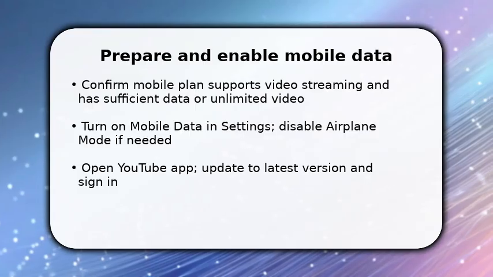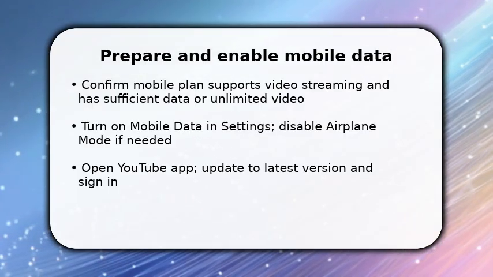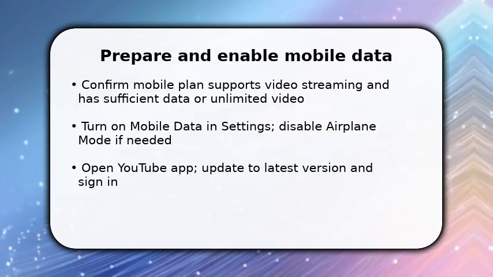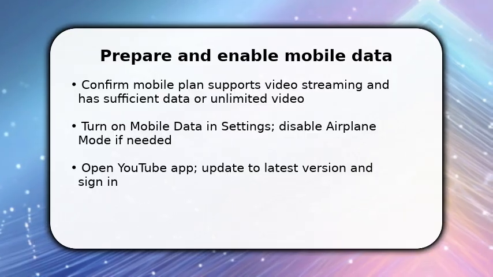You start by making sure your mobile plan supports streaming and you have enough data. This prevents surprise overages. Once done, open settings and turn on mobile data, then double-check airplane mode is off.